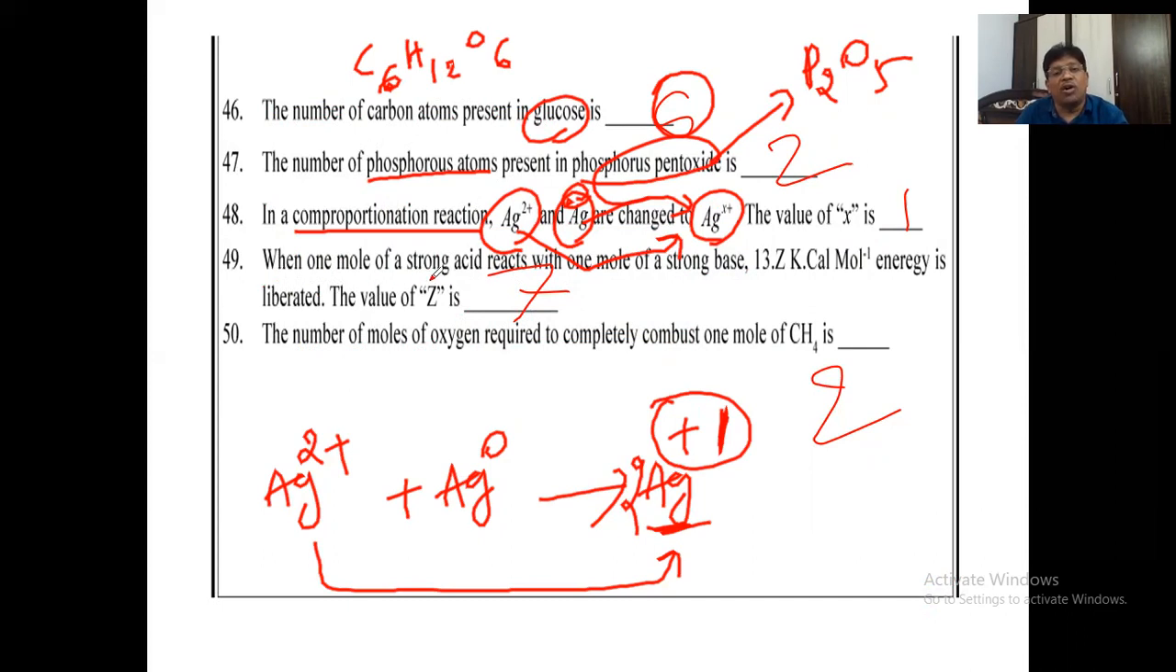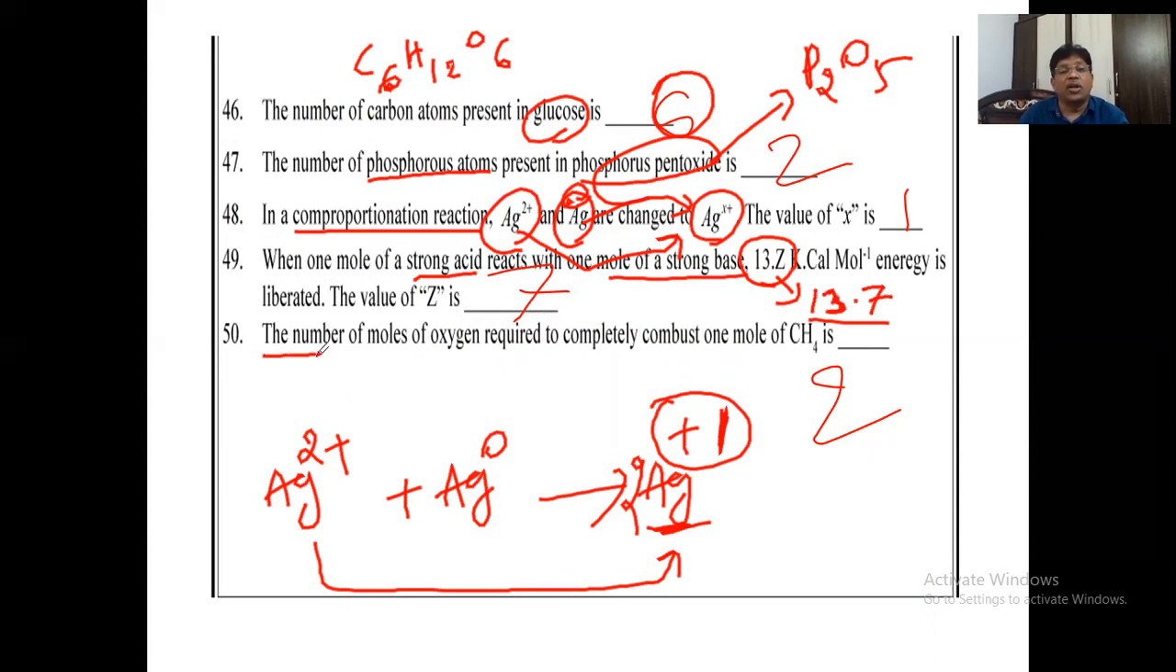When 1 mole of a strong acid reacts with 1 mole of a strong base, always 13.7 kilocalories of energy will be released. Remember, this is called heat of neutralization. So 13.7 kilocalories per mole of energy is always released whenever 1 mole of any strong acid reacts with 1 mole of any strong base. Here 13 point Z is given. What is the Z value here? 7. Z value is 7.